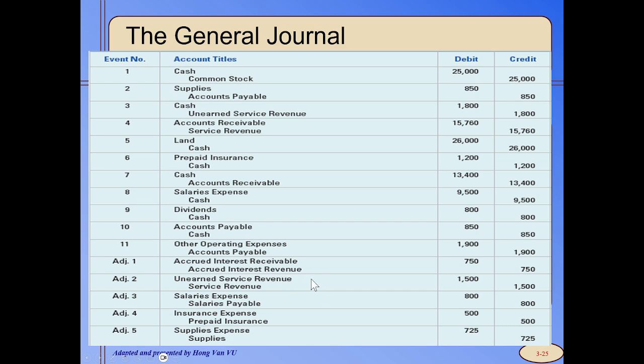And we have 5 transactions about adjustments, right? So they record the interest receivable and the interest revenue. Adjustment number 2, they received the money from the client earlier, so they record the part of the service revenue that they performed. They record some salaries payable, they record the adjustment of insurance expense, and finally they adjust the supplies expense.